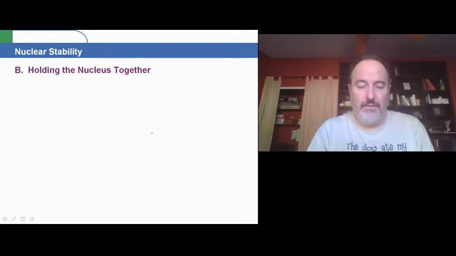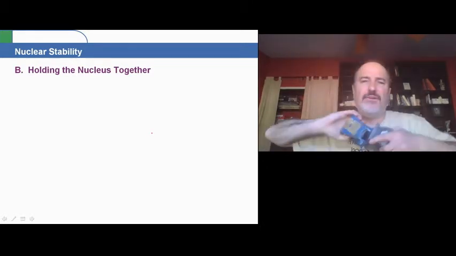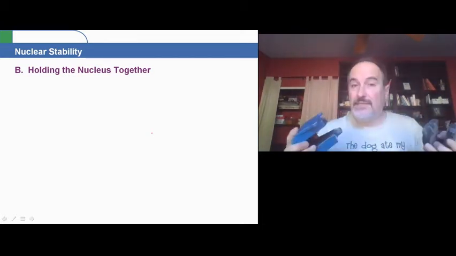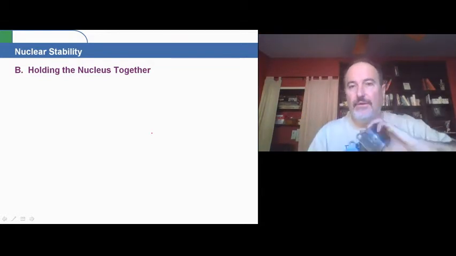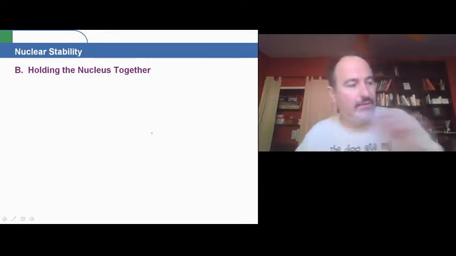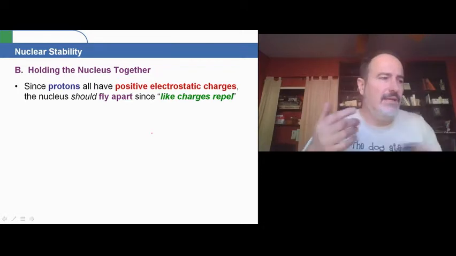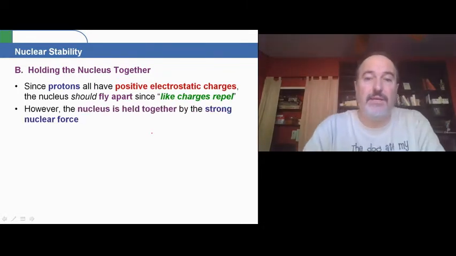Shouldn't the protons repel each other like two like magnets? And the answer is yes, they do repel each other. However, they're still held together inside the nucleus. So the question is, what's holding them inside the nucleus? I mean, they should fly apart since like charges repel.